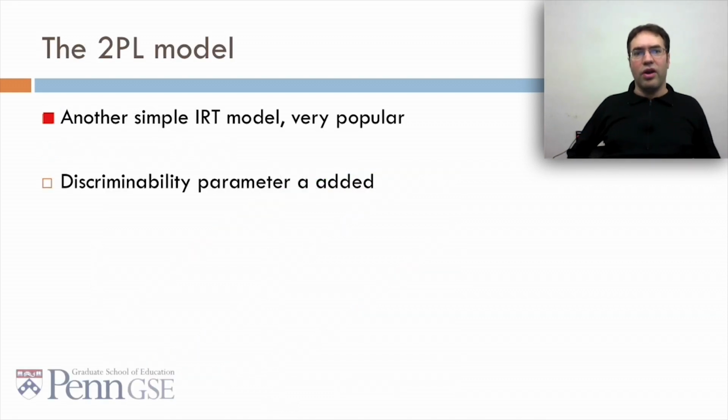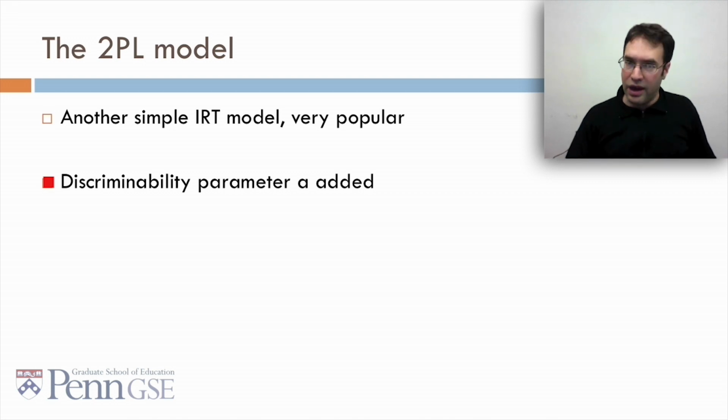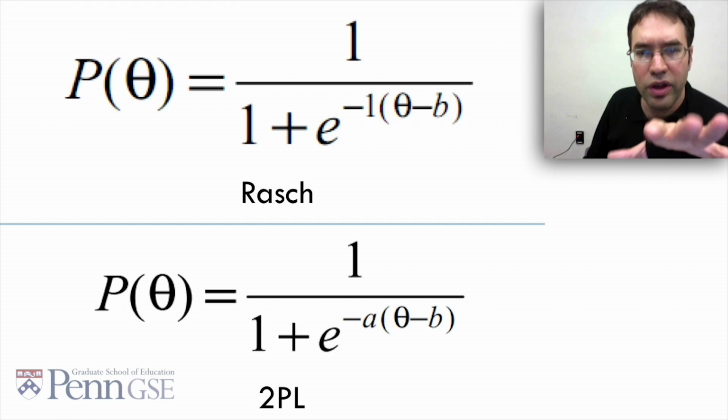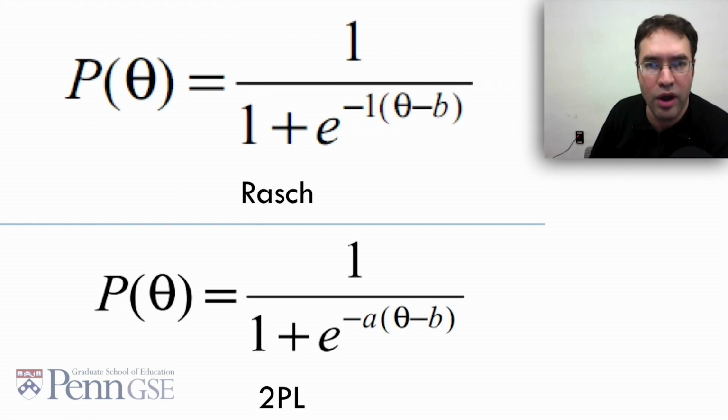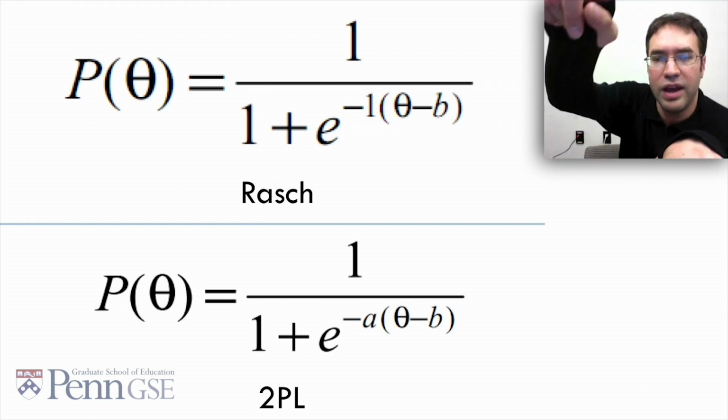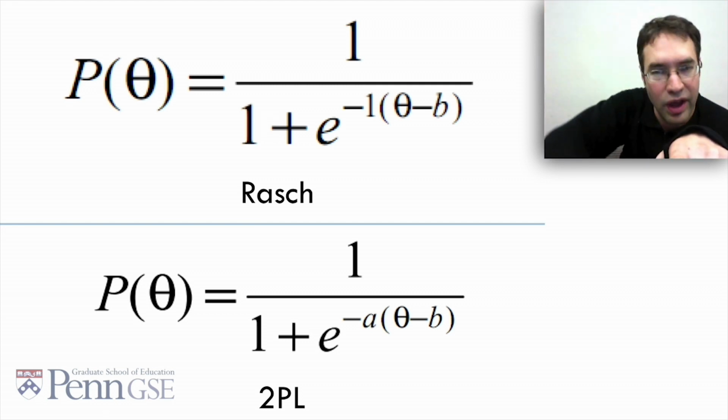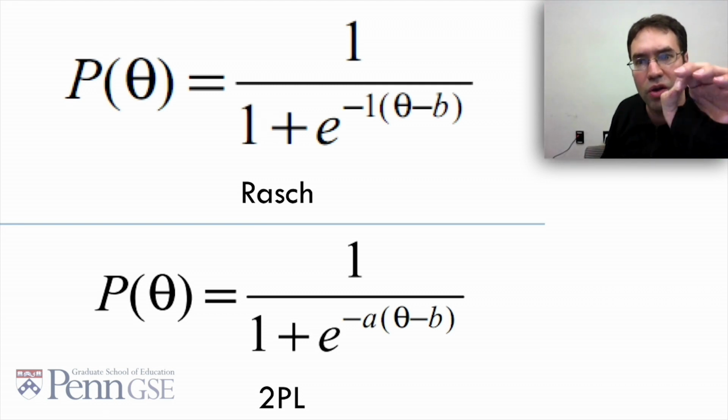Another simple IRT model that's pretty popular is the 2PL model. In this one, there's a discriminability parameter A added. Now, if we look at the Rasch model, we can see that the 2PL model is exactly like the Rasch, except that the -1 up in the Rasch becomes a -A. So if you have a 2PL model where A equals 1, it's the Rasch model.